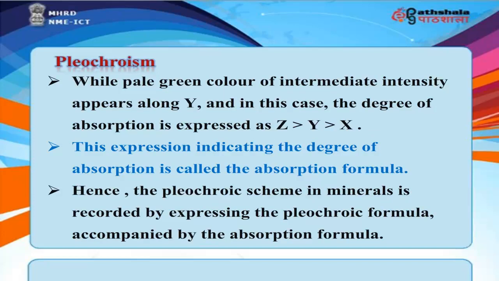While pale green color of intermediate intensity appears along Y, and in this case, the degree of absorption is expressed as Z is greater than Y, which is greater than X. This expression indicating the degree of absorption is called the absorption formula. Hence, the pleochroic scheme in minerals is recorded by expressing the pleochroic formula accompanied by the absorption formula.